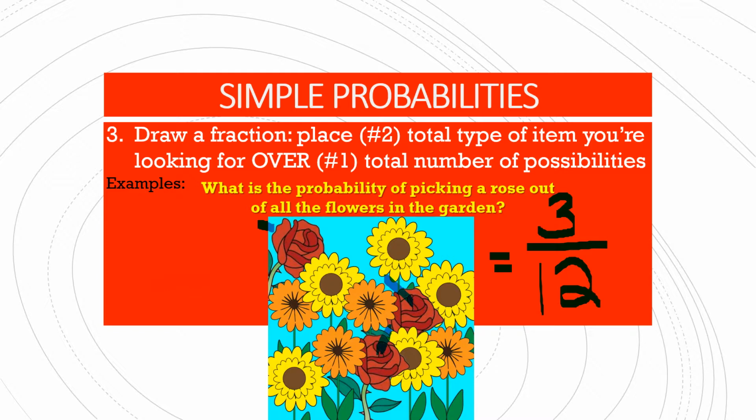Now, of course, we can simplify this. 3 out of 12 simplifies down to 1/4, because 3 goes into 12 4 times, and 3 goes into 3 1 time. So that simplifies down to 1/4. So you have a 1/4 chance of picking a rose out of the garden of 12.